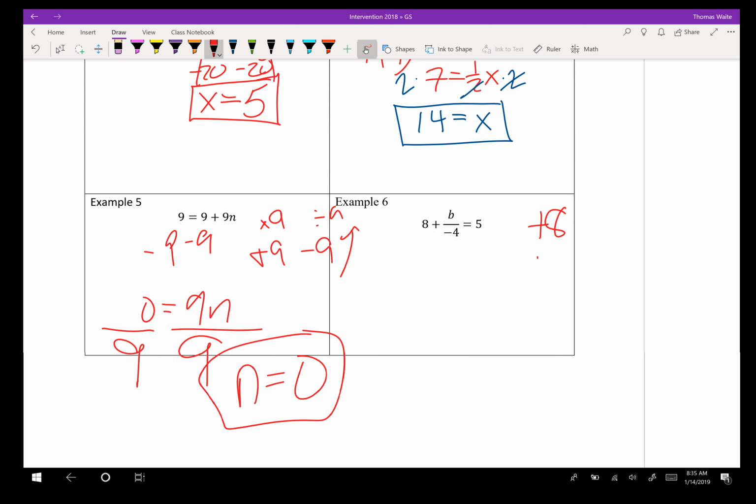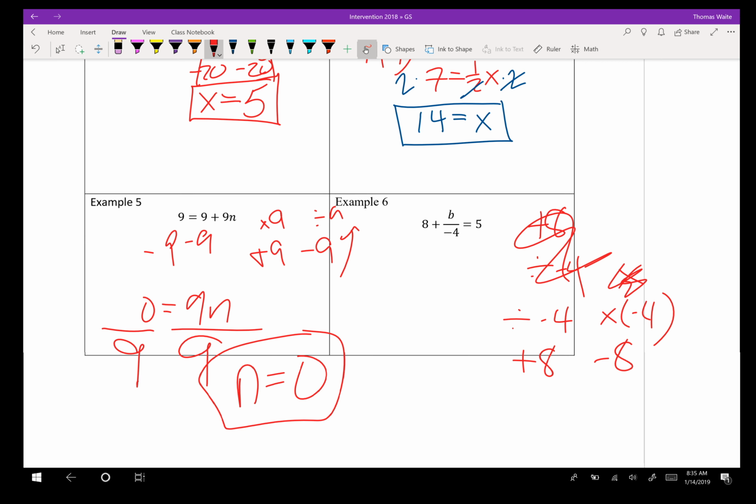It's more important than the add. Then there's the add 8. To undo it, I want to subtract 8, then multiply by -4. So this should leave me, all told, if I subtract 8, b over -4 is equal to -3. Multiply, and b is going to be +12.